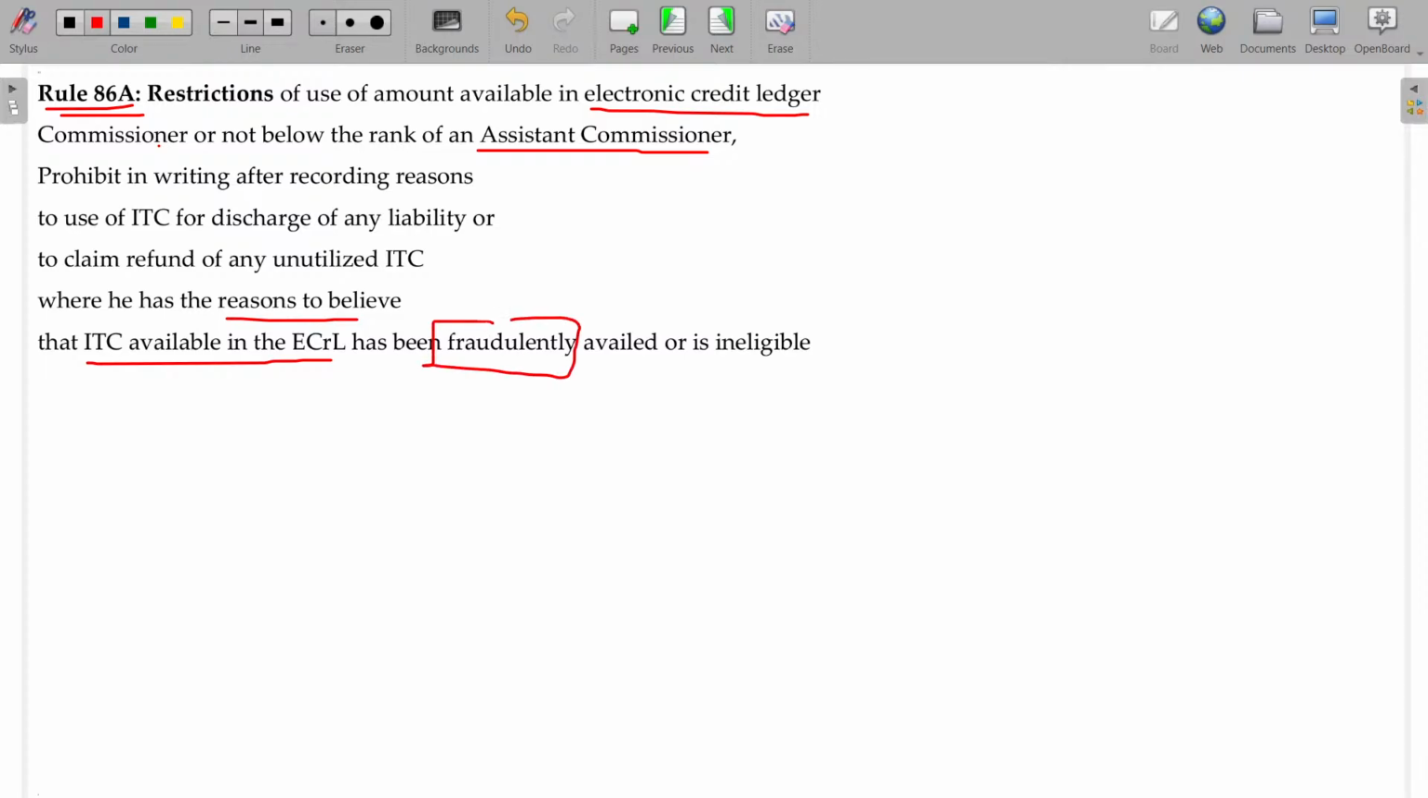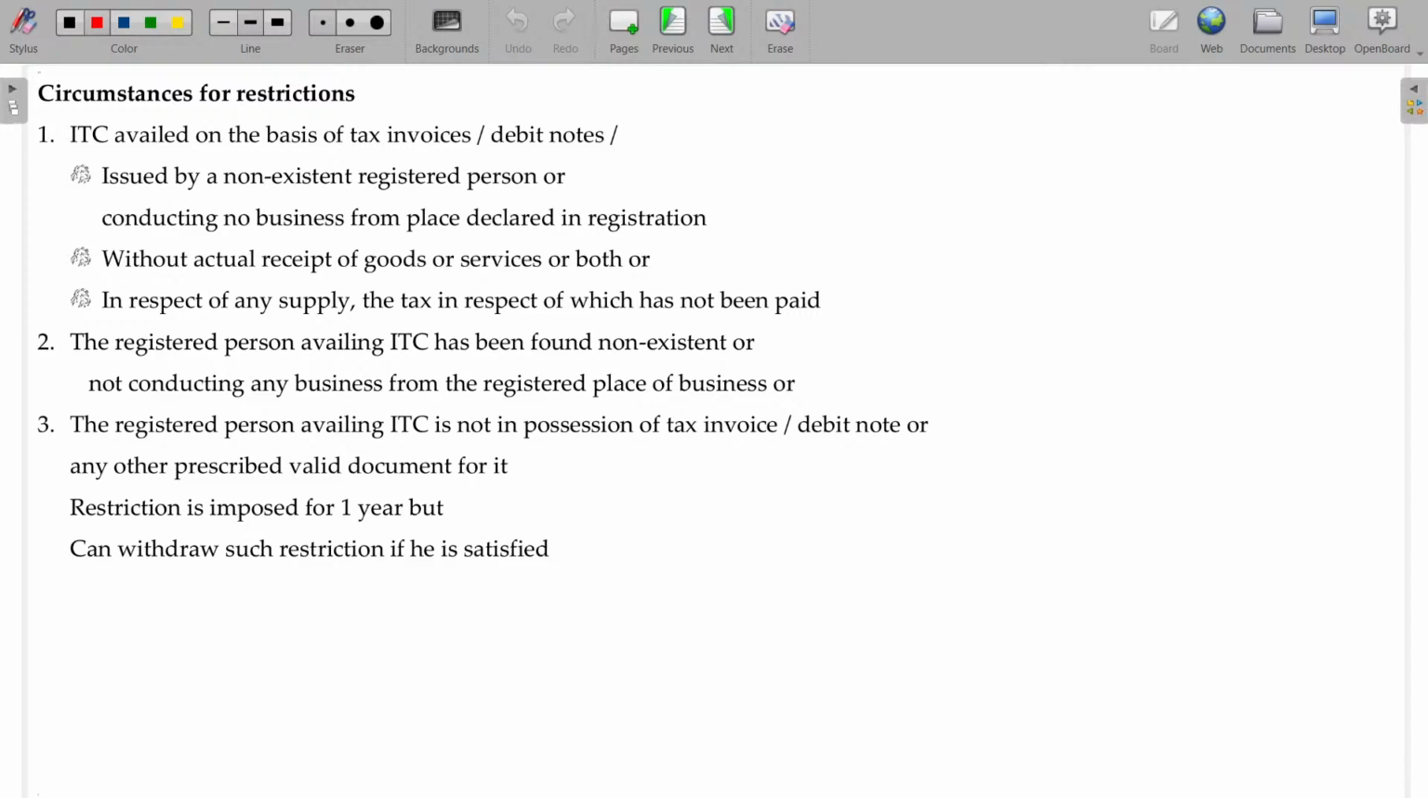Okay, if he thinks that the amount is received by you fraudulently, then the Assistant Commissioner or Commissioner may block or restrict the use of this ITC for any payment of liability or claim of refund of unutilized ITC, and that too in writing. That is 86A. Now, when the restriction is raised: ITC is availed on the basis of tax invoice and debit notes. Based on that only, you have to claim the ITC.